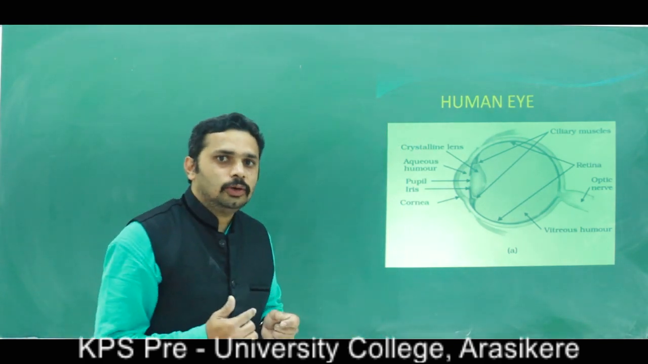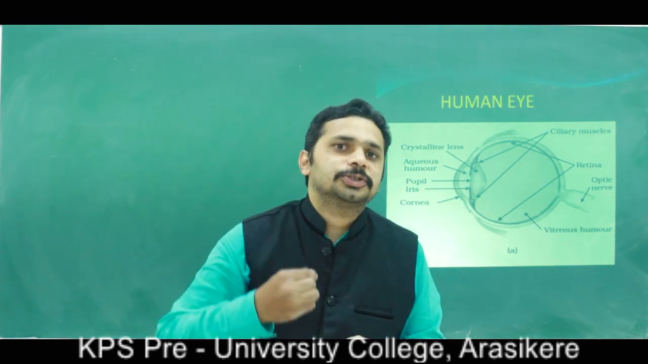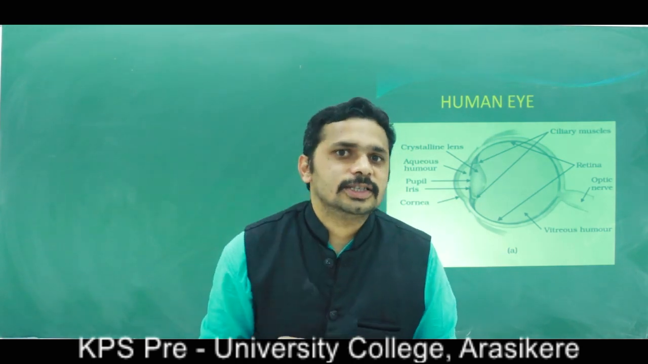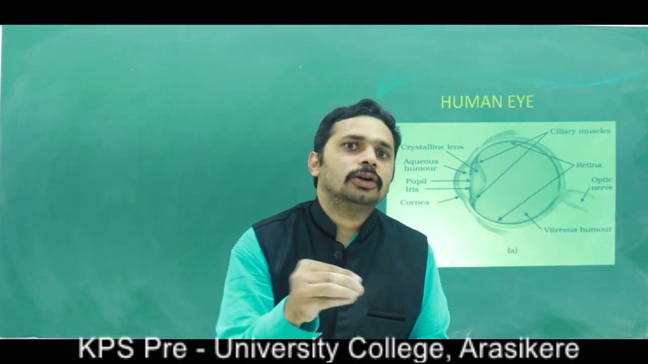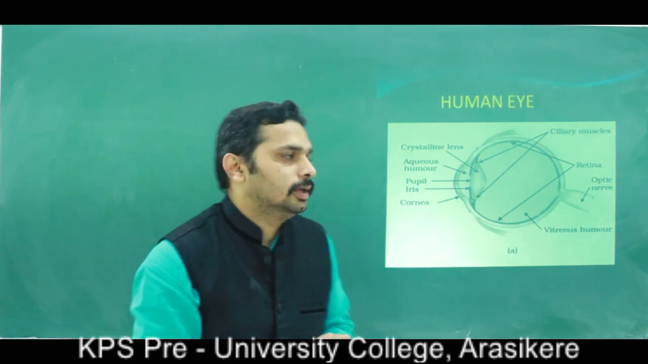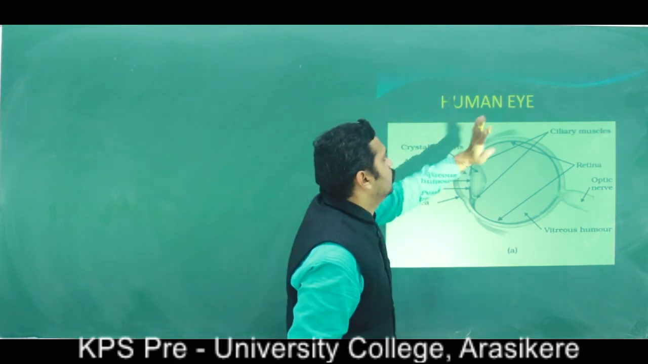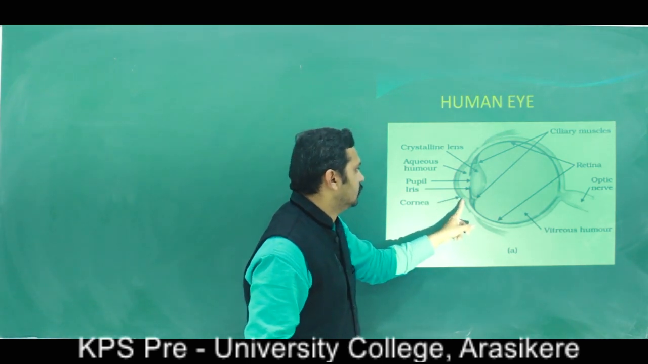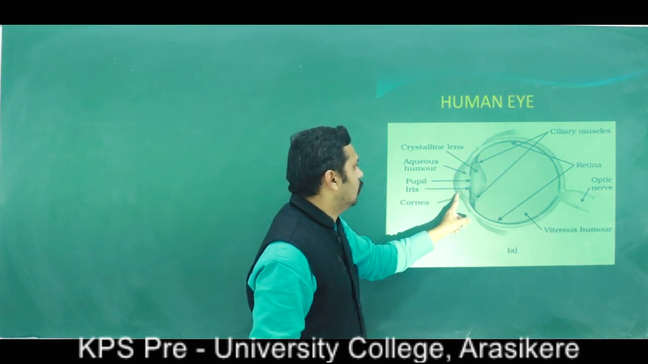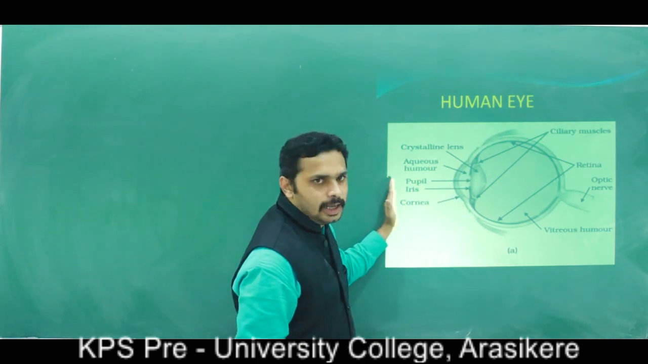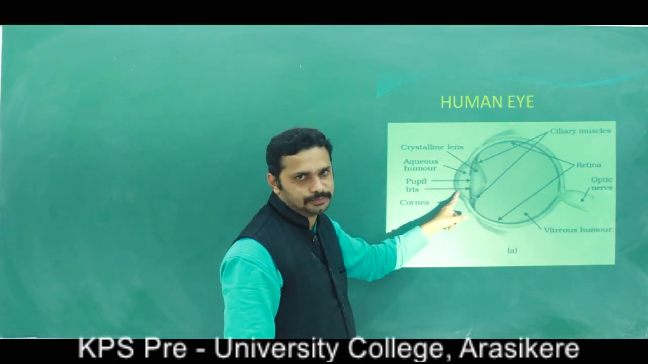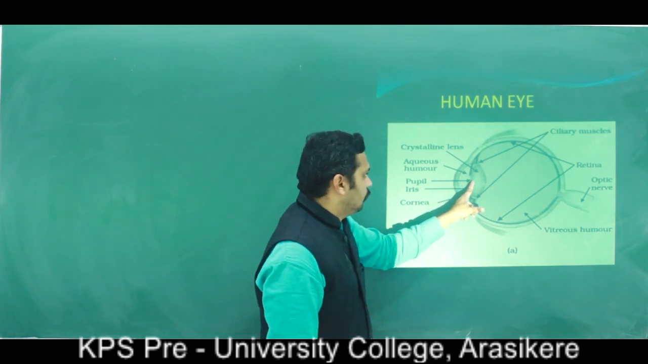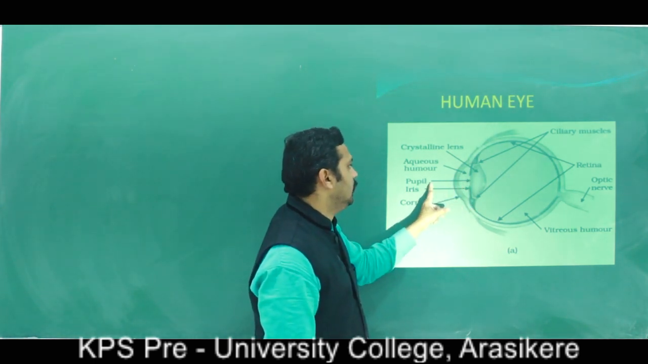Now, I told you that the natural optical instrument is our eye. Inside our eye, the crystalline lens is there. Let us discuss a few parts of our human eye. This is the human eye. Look here, this is the front part. This is called the cornea. The light enters through the cornea, and then that light goes with the help of the pupil.